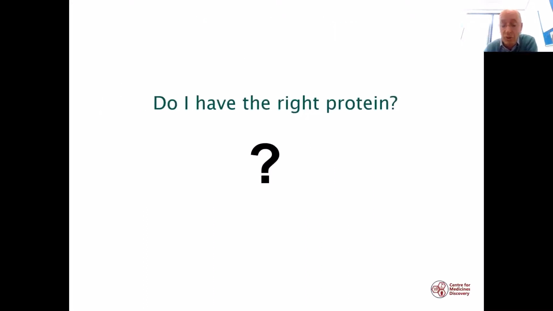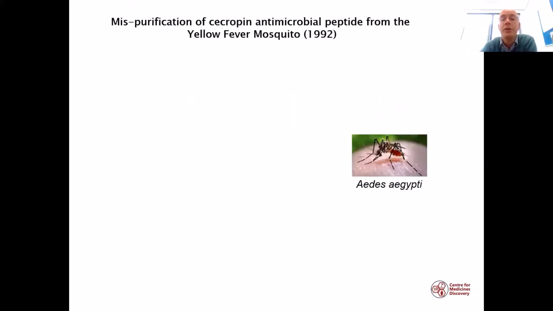So, first question, do I have the right protein? It is not a trivial question. It's a very pertinent question. And I want to show you a piece of ancient history. This is something I worked on many years ago. This was for my PhD thesis, and I was working on a protein, or I thought I was working on a protein called cecropin. This is an antimicrobial peptide which I extracted from this beast, which is a yellow fever mosquito.